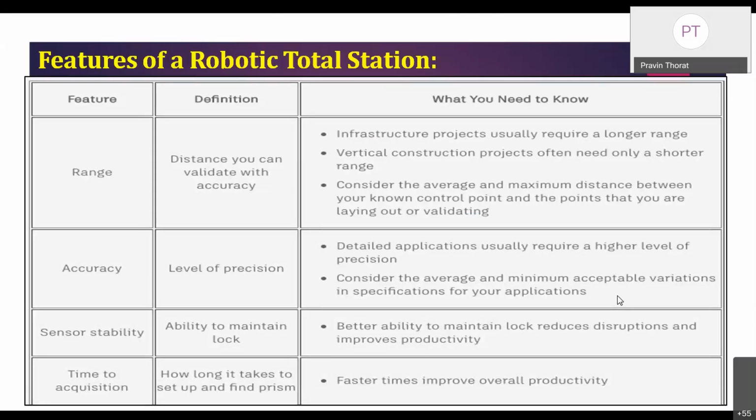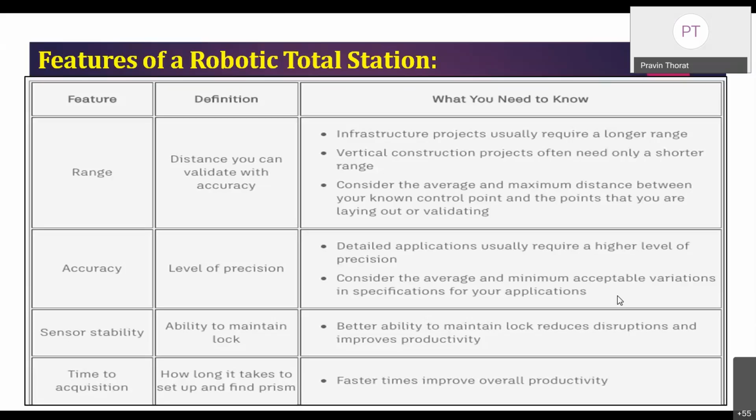Where it is required, or what we need to know: infrastructure projects usually require a longer range. While doing a road survey, railway survey or canal survey, we have to survey to a longer distance. So in these projects, we usually require an instrument with a longer range. Vertical construction projects often need only a shorter range.